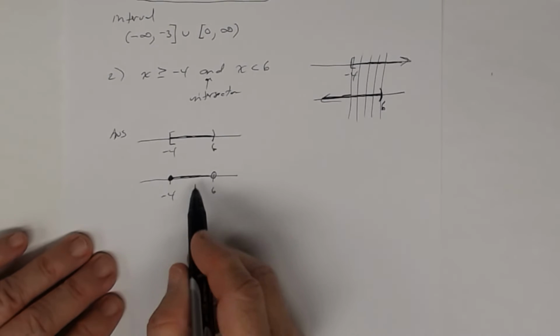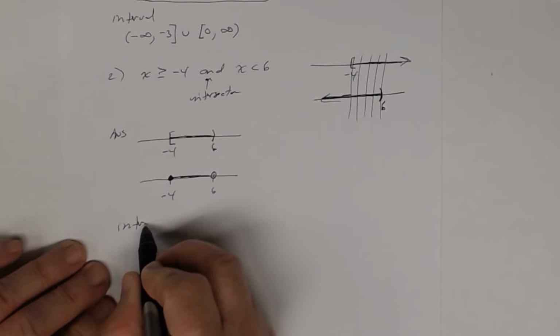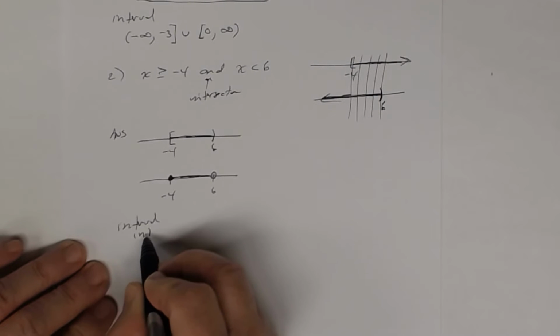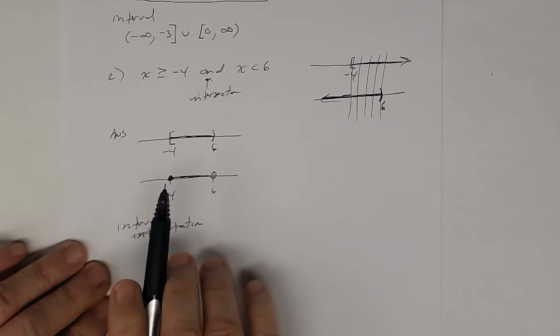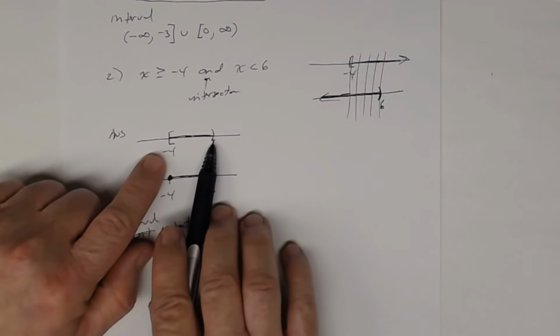Okay, now in terms of interval notation, let's talk about this in terms of interval notation. So you read a graph from left to right. So as I go from left to right, I'm going from -4 to 6, right?